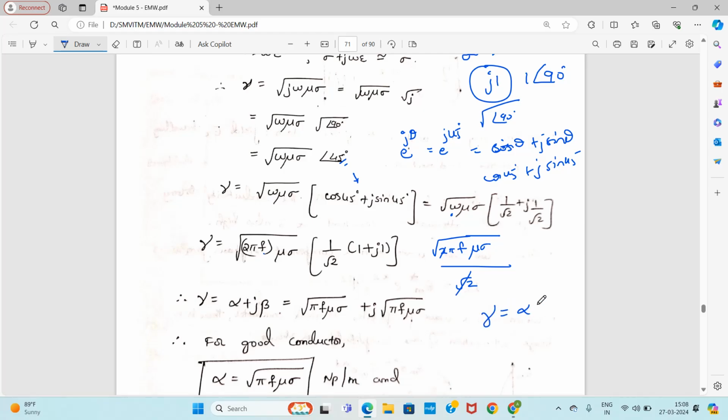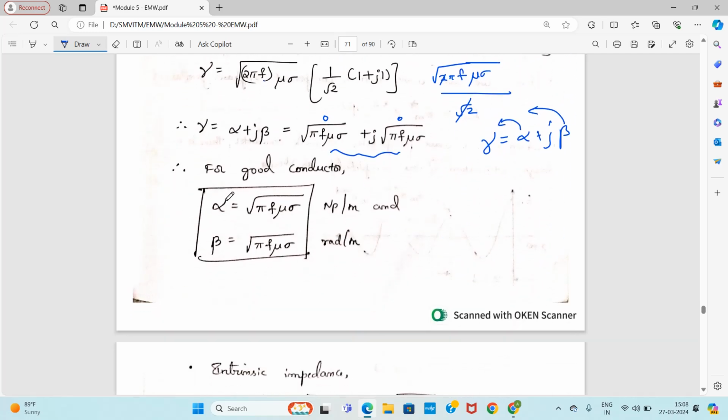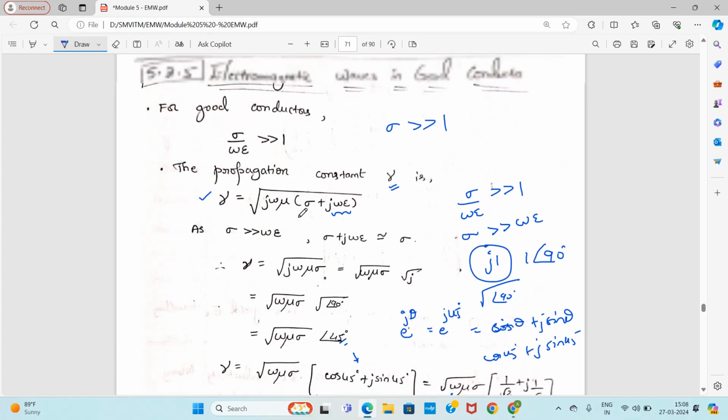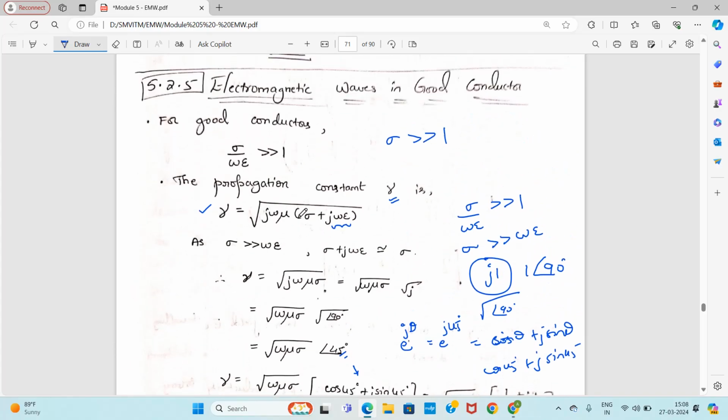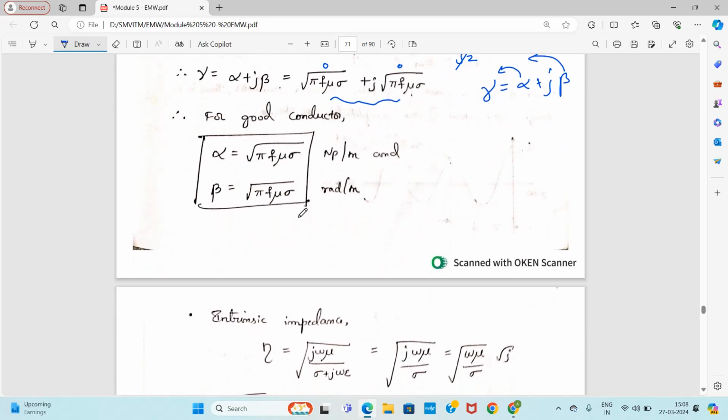So gamma is alpha plus j beta. And here I'm getting this term. By comparing these two, I know that alpha value and beta value are so and so. So both are going to be the same answers. That is, alpha and beta both will be equal to square root of pi f mu sigma. So this is the derivation you have for attenuation and phase constant for a good conductor. So remember this formula for good conductor: alpha and beta both are equal to root of pi f mu sigma.